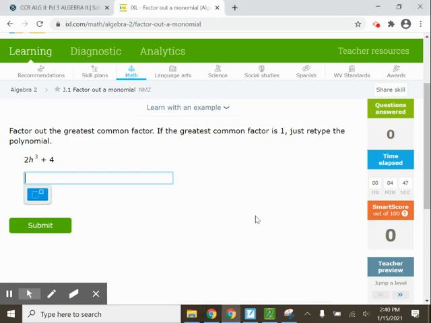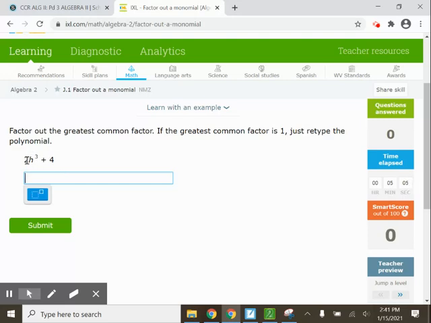This is your video resource for completing J.1 and J.3 in the Algebra 2 IXL. So with J.1, this is all about factoring out a monomial. It says factor out the greatest common factor. If the greatest common factor is 1, just retype the polynomial.